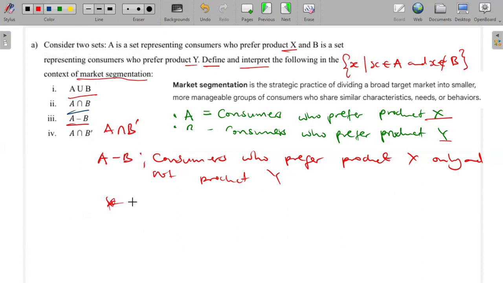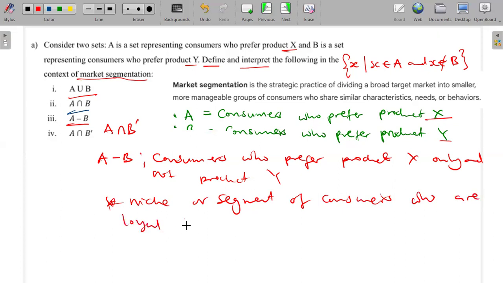So the interpretation of this is, it shows us a niche, or a group of people or consumers who are loyal to only one product, in this case, which is X. So it shows us a niche or a segment of consumers who are loyal to product X in this case.